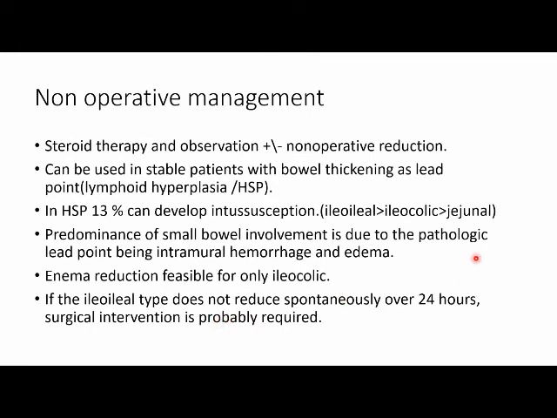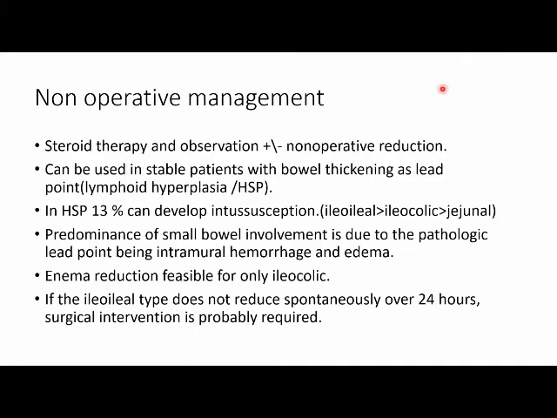Coming to the non-operative management, it mostly includes transient intussusception, where we can observe the child. And in cases of Henoch-Schonlein purpura and all, we can always try a trial of steroid therapy and observation. And if it is not reducing spontaneously, then you can go ahead with a pneumatic reduction.